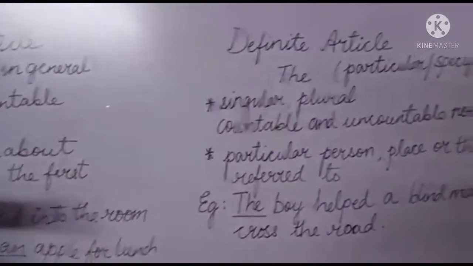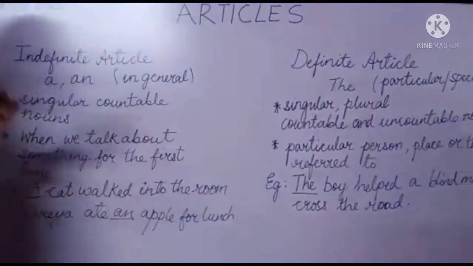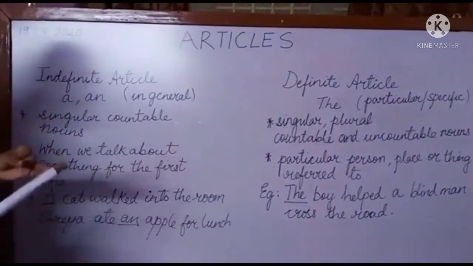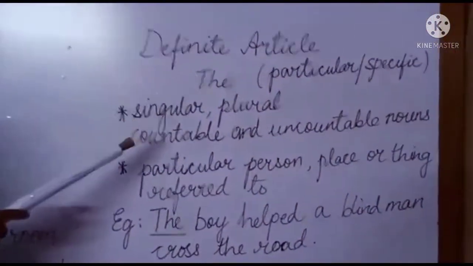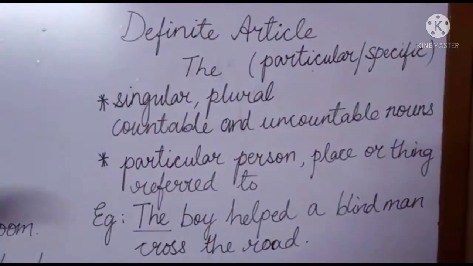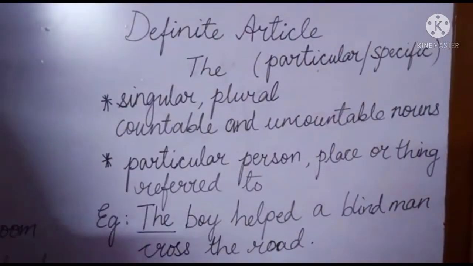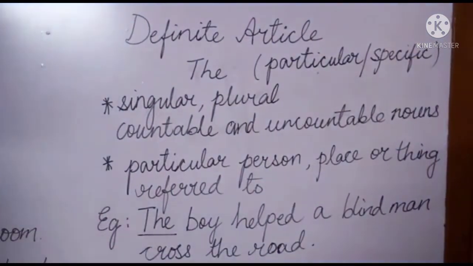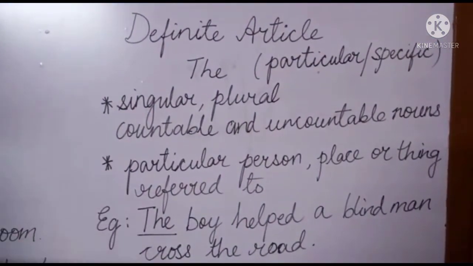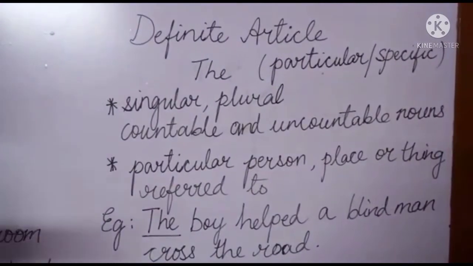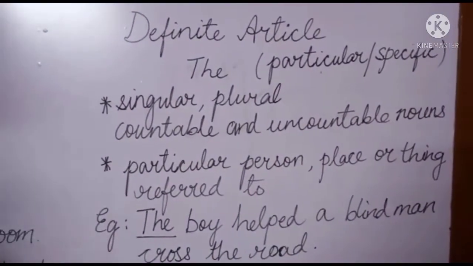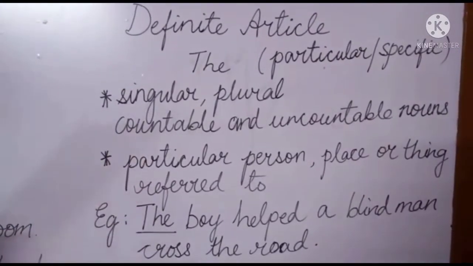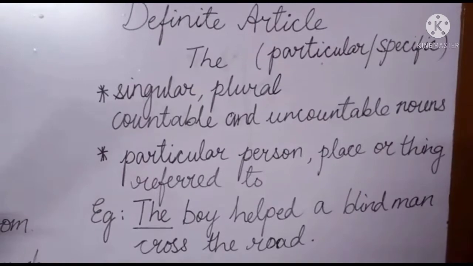Yes. So what's an indefinite article? A and an are the indefinite articles and they are used before singular countable nouns. Now let's check the definite article. The. The definite article is used before a particular or a specific noun which we are talking about. And it is also used before singular, plural, countable and uncountable nouns. And we also use it when we talk about a particular person, place or thing.